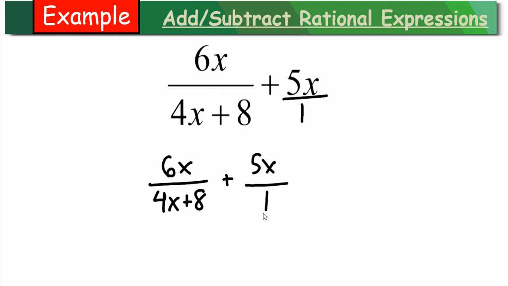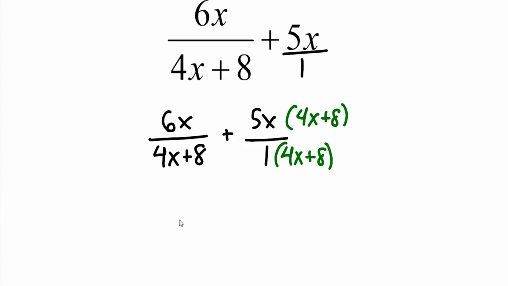How do I make this be a common denominator? Well, it needs the whole left side. It needs 4x plus 8. So I need to multiply the bottom by 4x plus 8, multiply the top by 4x plus 8. Now the bottom of 4x plus 8 is a common denominator. I add the top parts.